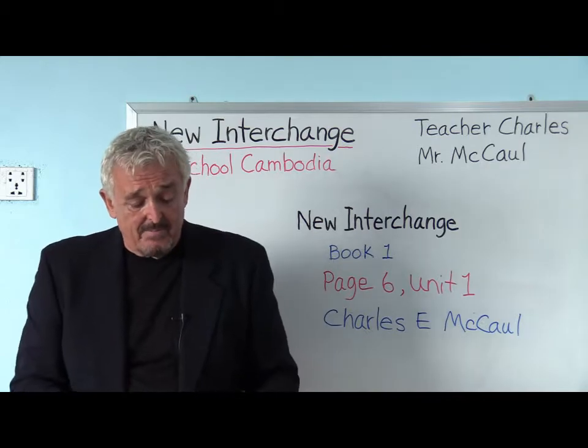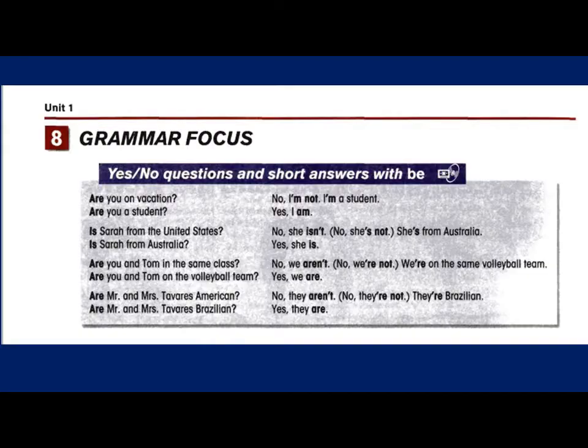this grammar focus. So we have two columns, the column on the left and the column on the right, okay? In our lesson, we have two columns, the column on the left and the column on the right. The left-hand column and the right-hand column. Okay, so follow me. I'll read it first.